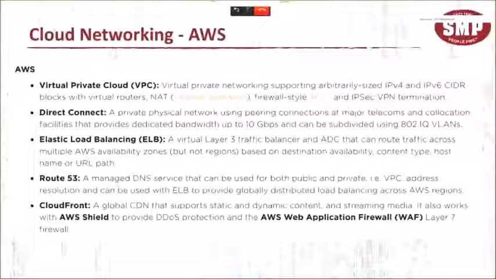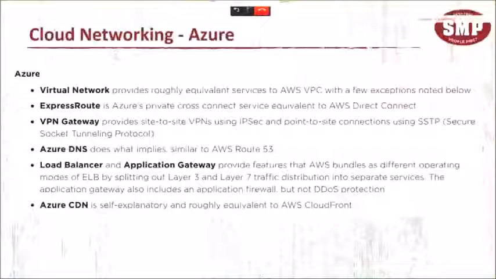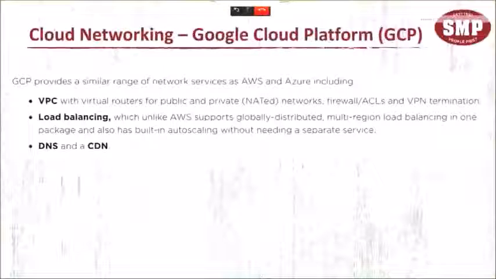Services from all 3 are similar and typically include VPC, VPN, firewall, NAT services, direct connect peering services, load balancing services, DNS services, both private and public, content delivery networks, etc. As we see, Azure networking services are very similar to AWS. Google Cloud Platform offers similar services as AWS and Azure.